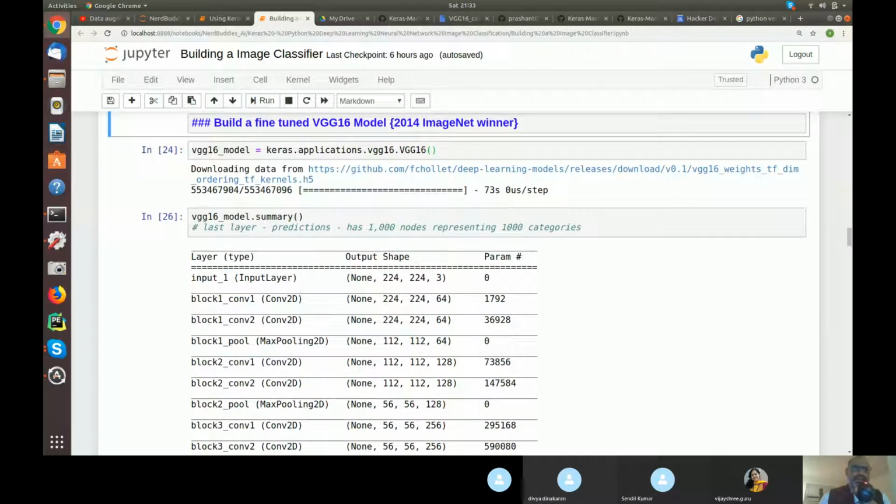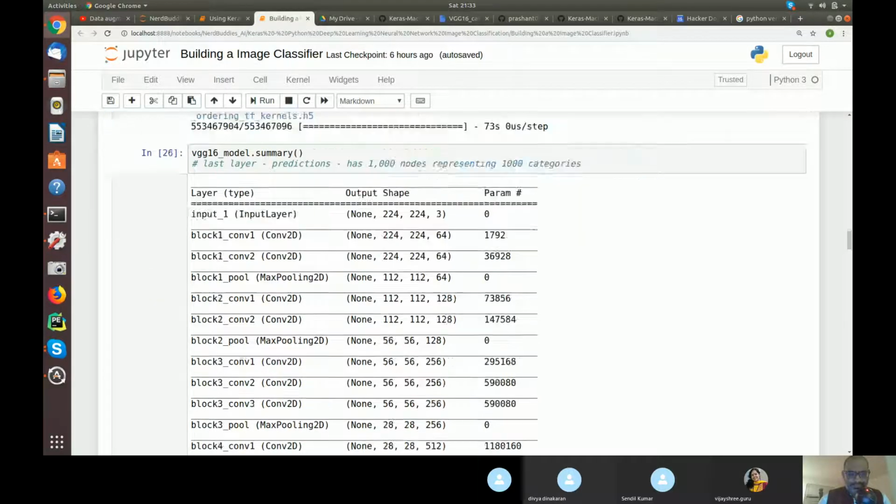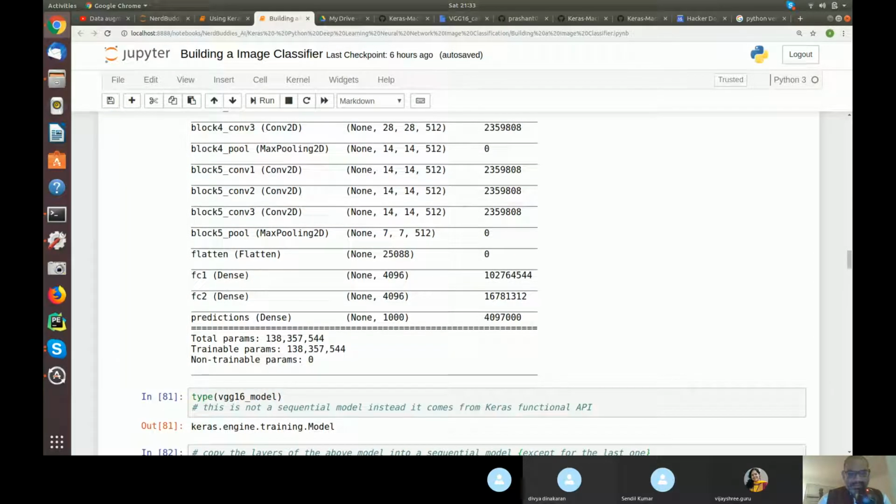And so the whole idea of transfer learning is that this VGG model has about 138,357,544 parameters. So this is a huge model. And if you look at the last layer, it's predicting 1,000 different categories of images.